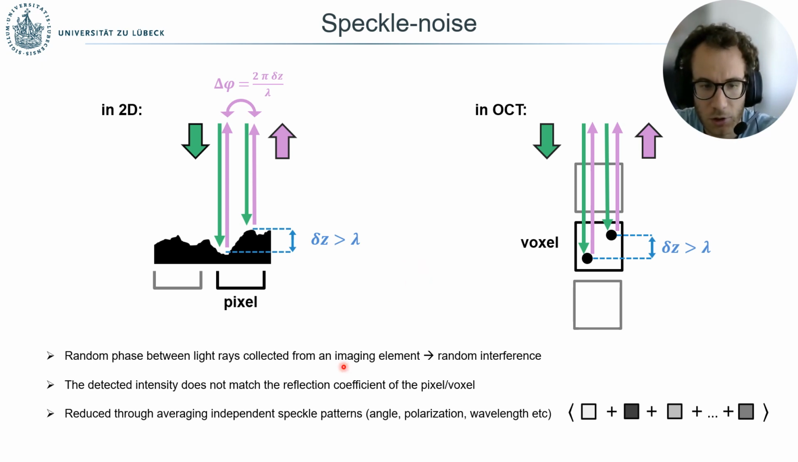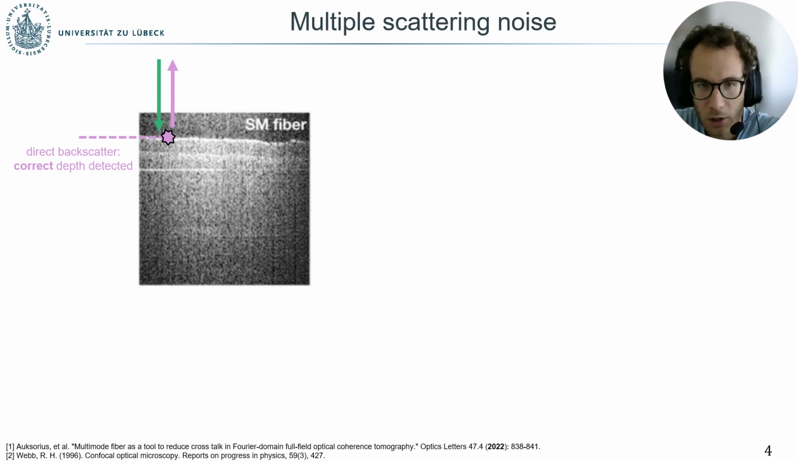And speckle noise is usually reduced either digitally by applying some form of smoothing, or with hardware by changing the speckle patterns and averaging different ones, so by changing the angle, the polarization, or the wavelength. And it should not be confused with multiple scattering noise.